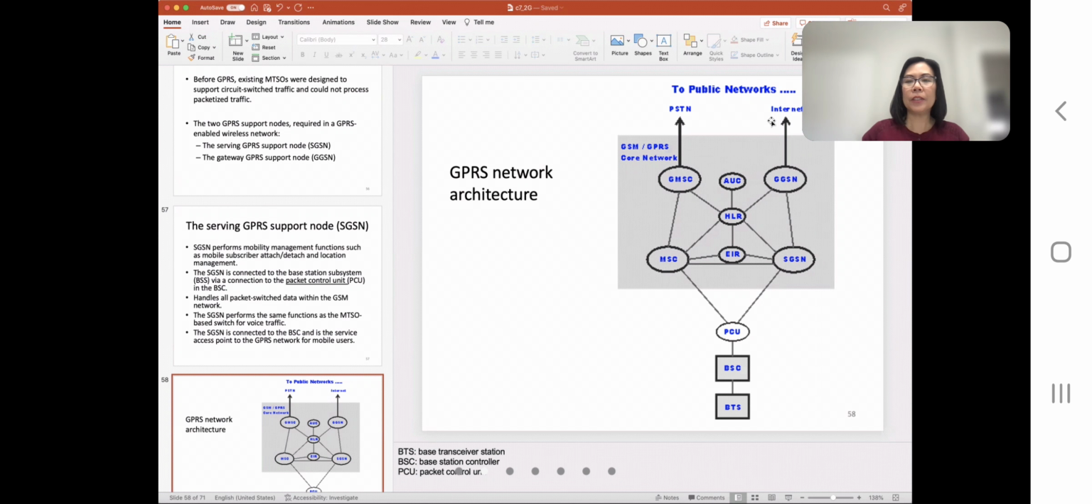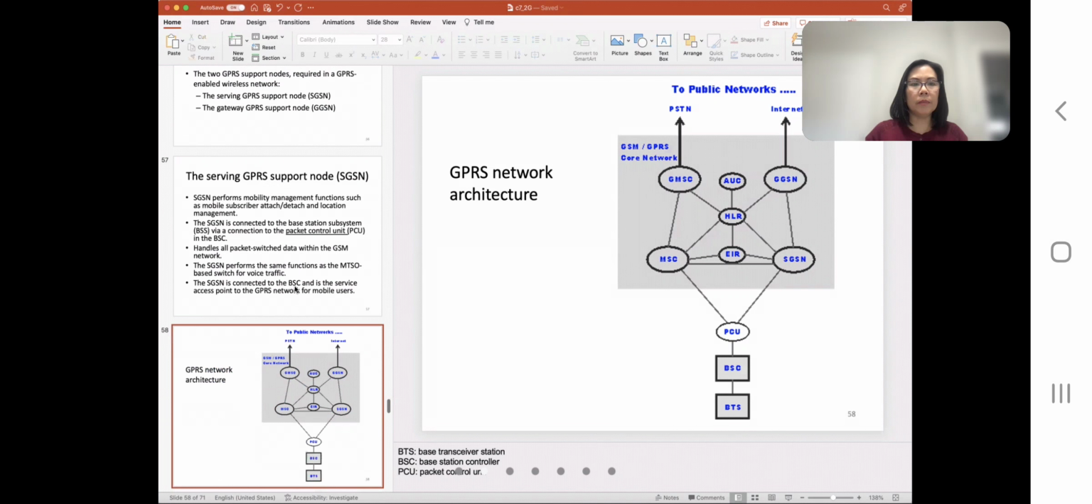Okay, so let's continue. The second part here handles the packetized data, right? And you can see that the MSC now has an equivalent counterpart, which is the SGSN. And then the gateway MSC, now we have the gateway GSN, right? Both of them are connected to the home location register and the equipment identity register, because both of them need to access these databases, right? And the authentication center needs access to these as well.